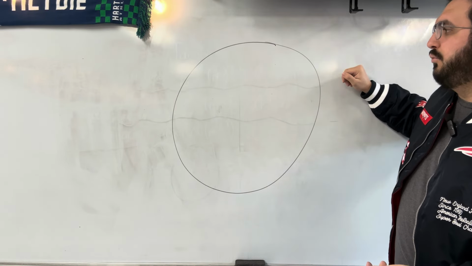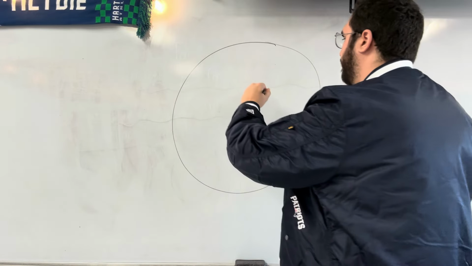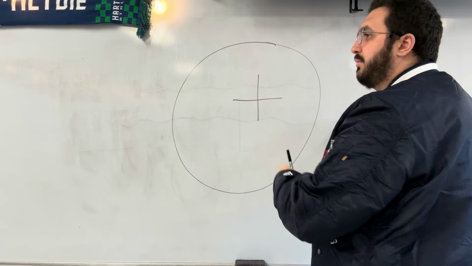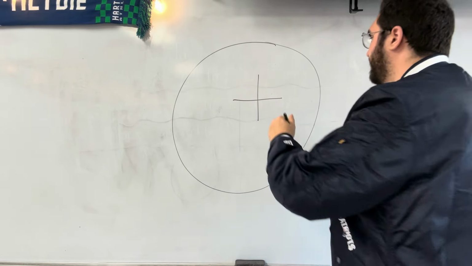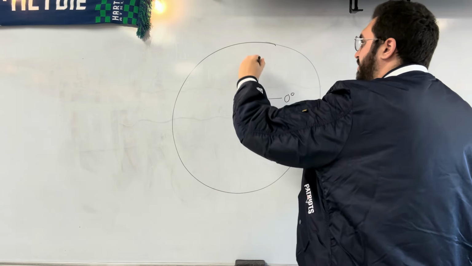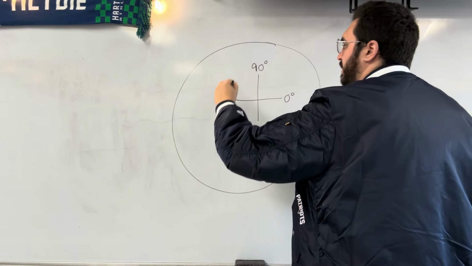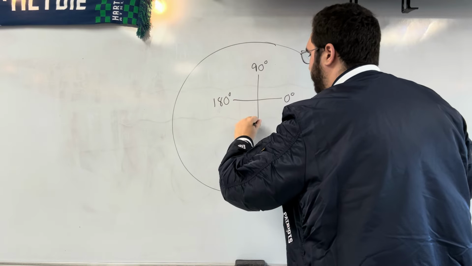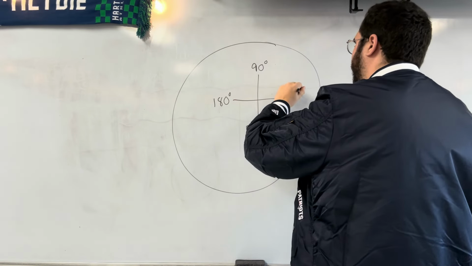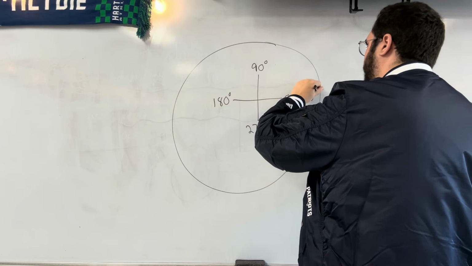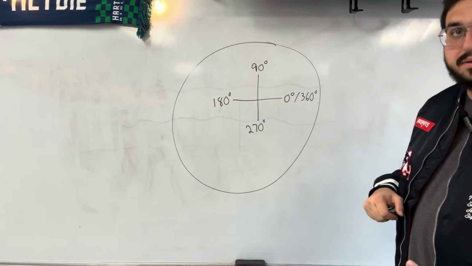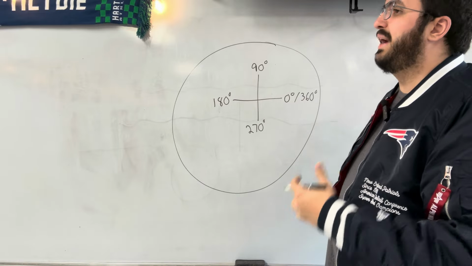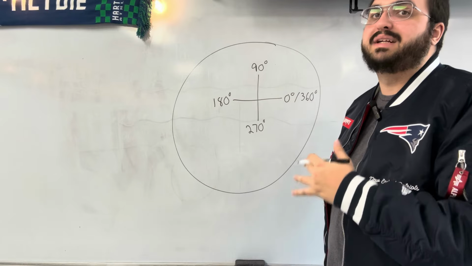Now, if we think about this like an XY coordinate plane, we're used to dealing with angles in degrees. So if this is 0 degrees, we're used to this being 90, 180, 270, and then back here to 360. That's what we're generally used to. But all a radian is, is a different way of measuring an angle.